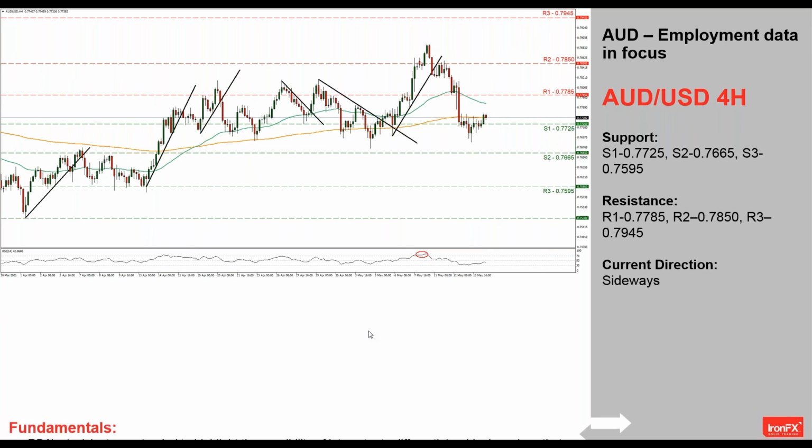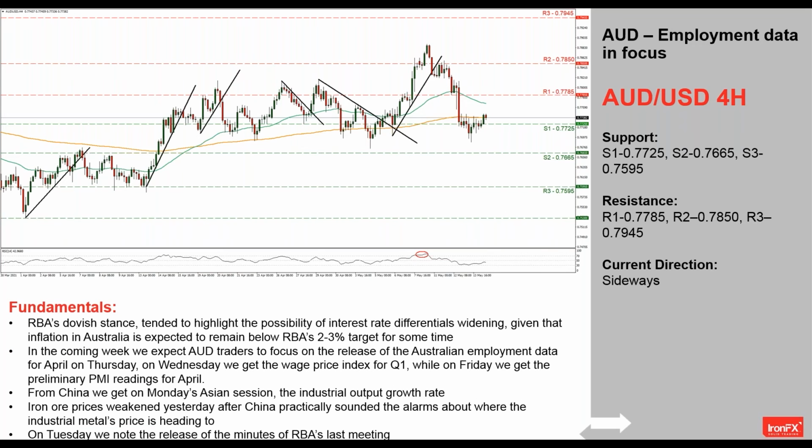Now moving to the Aussie's fundamentals, AUD also weakened against the USD during the week and is about to end the week lower. It should be noted that RBA's dovish stance tended to highlight the possibility of interest rate differentials widening, given that inflation in Australia is expected to remain below RBA's 2 to 3% target for some time.